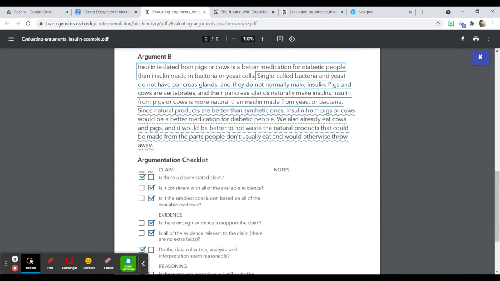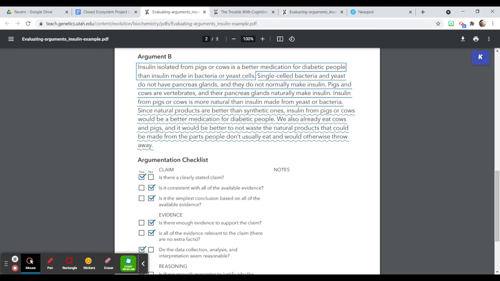Again, started off with a claim. Insulin isolated from pigs or cows is a better medication for diabetic people than insulin made in bacteria or yeast cells. So if we go to the checklist, is the claim clearly stated? Yes, it is. But this one is not consistent with all the available evidence. We had 6 pieces of evidence, and this one is not. And it's not the simplest conclusion based on all of the available evidence.